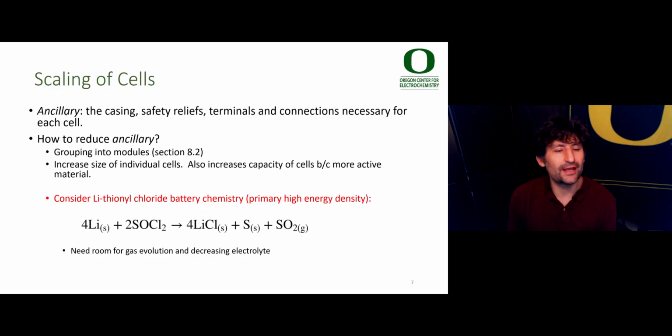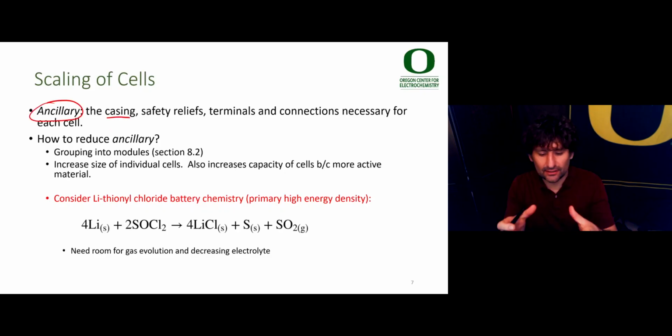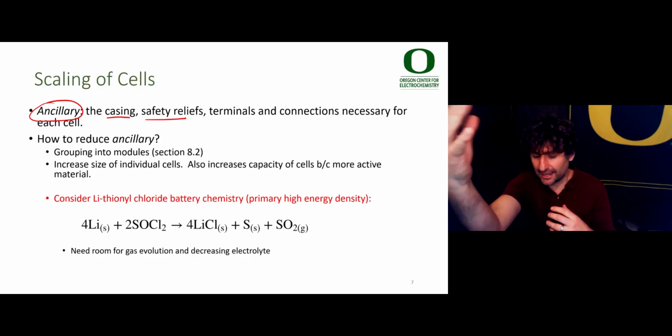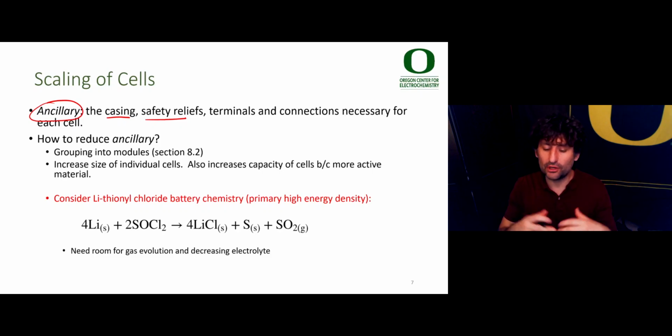Cells include what's called the ancillary components. This is the casing, the metal casing around the outside that holds everything together. Safety reliefs in case the battery overheats and outgasses. You don't want it to explode, you want to release that safely. Terminals for making electric connections.